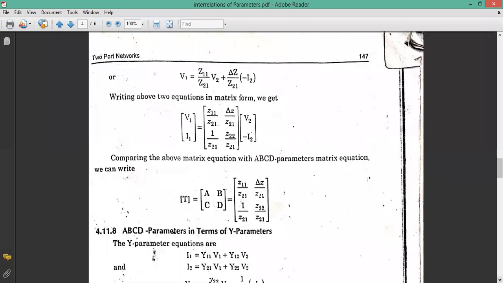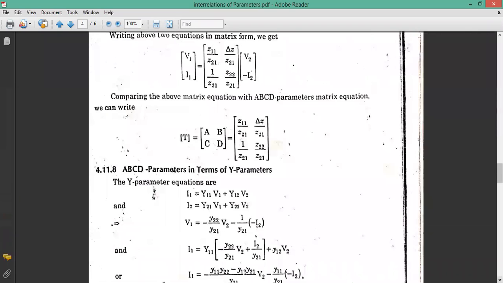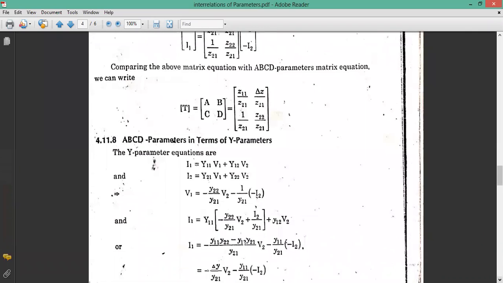Yes, sir. So likewise, you can see we have another equation, that is ABCD in terms of Y parameter. The same technique I can follow. First of all, we have Y parameter, I1, I2, that is I1 is equal to Y11 V1 plus Y12 V2, I2 is equal to Y21 V1 plus Y22 V2.